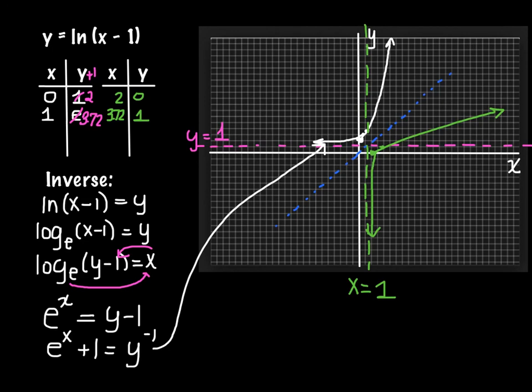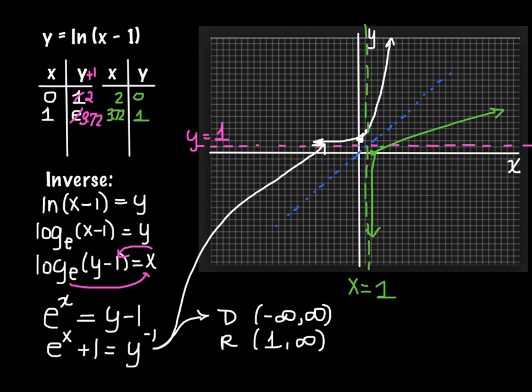Okay, so now let's look at domain and range of the inverse function. So the domain and range of the inverse function, domain of the white graph is -infinity to +infinity. The range of the white graph is bottom to top, which would be +1 to +infinity.